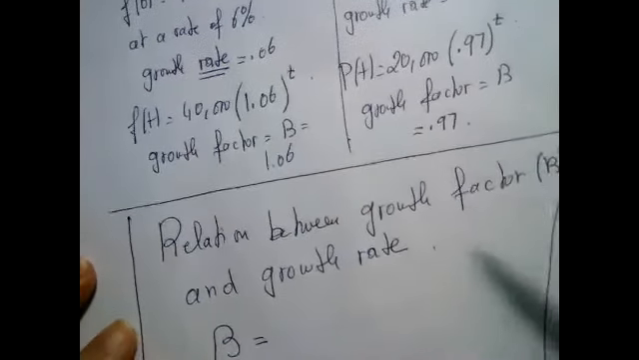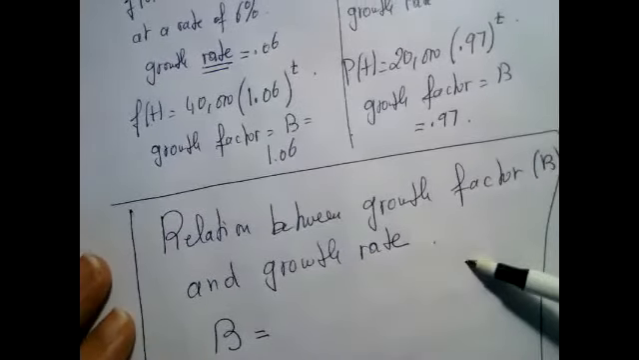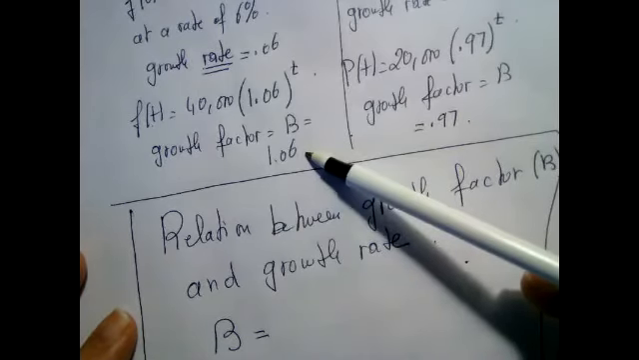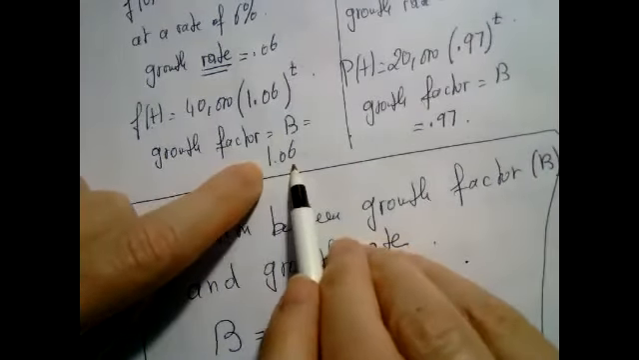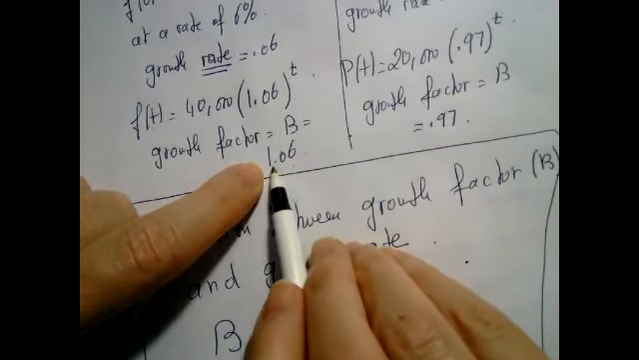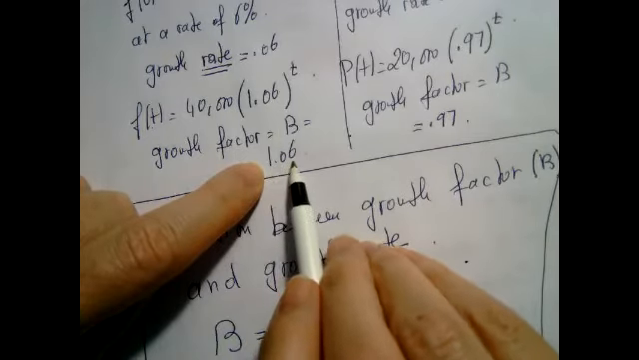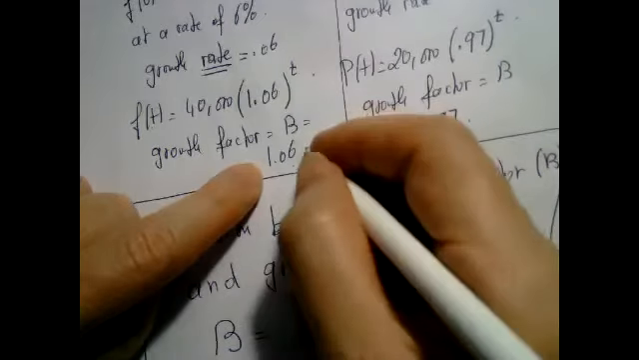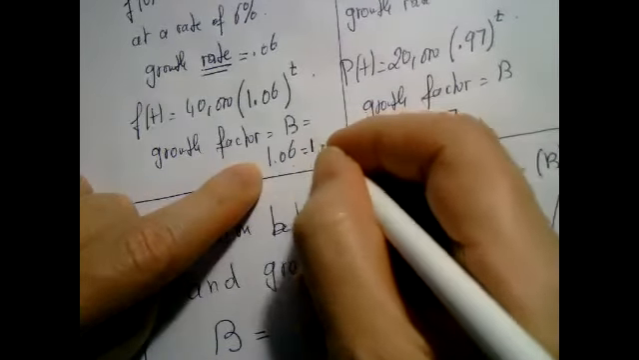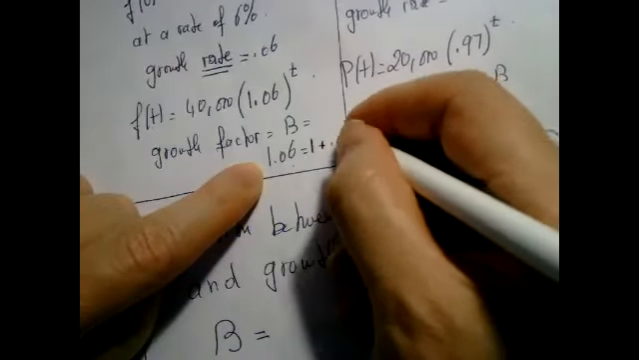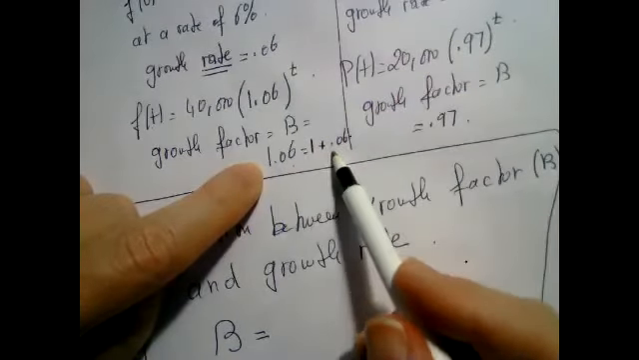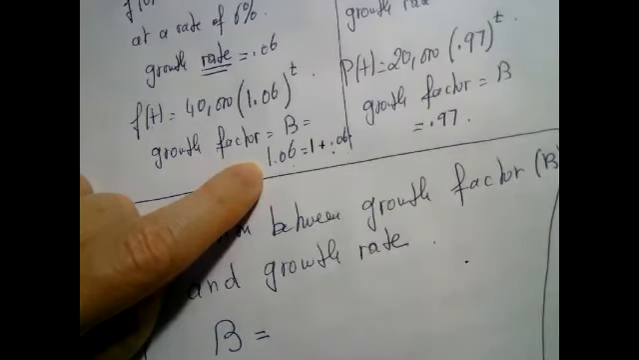Anybody can figure out the relationship. Let's see in this case. What was the 1.06 coming from? What was this coming from? Is the 100% plus the 6%. So this 1.06 is actually 1 plus the 0.06, which is the rate. It's 1 plus the rate.